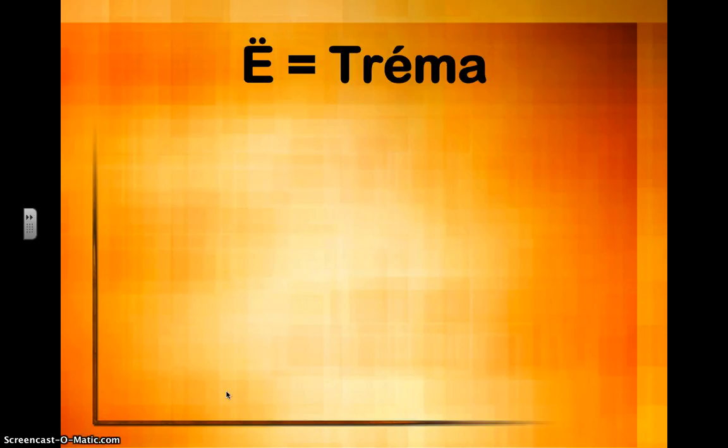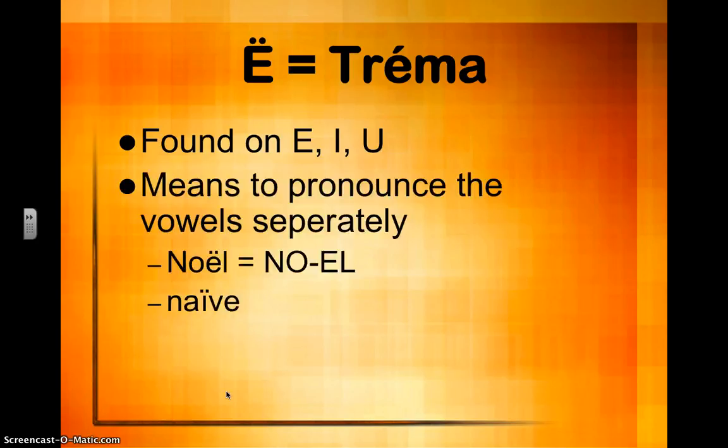Those cute little dots chilling on top, we will find them on E's, I's, and U. Now, this will give you a key to how to pronounce a word. What it means is that you need to pronounce two vowels separately. So, for example, the word Noël, this is the word for Christmas in French, and there's also a feminine name Noëlle, N-O-E with the tréma, L-L-E.